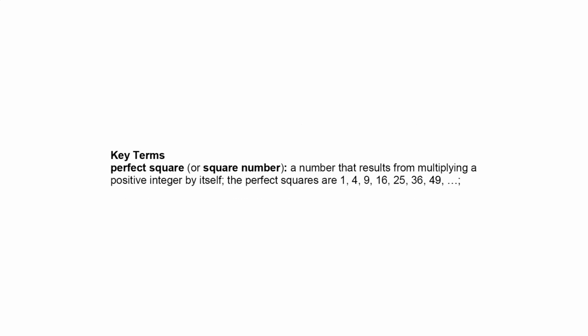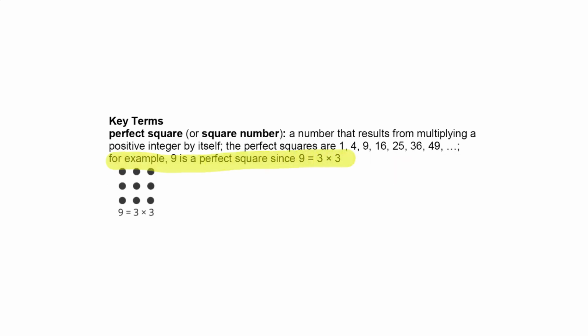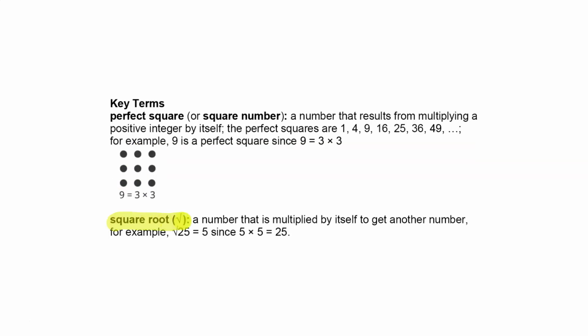Key terms. Perfect square, or square number, is a number that results from multiplying a positive integer by itself. The perfect squares are 1, 4, 9, 16, 25, 36, and 49. For example, 9 is a perfect square since 9 is equal to 3 times 3. And you can see if we lay it out in a grid of dots, we end up with something that is in fact square. Square root, where we use the radical symbol, is a number that's multiplied by itself to get another number. For example, the square root of 25 is equal to 5, since 5 times 5 is 25. Your turn.